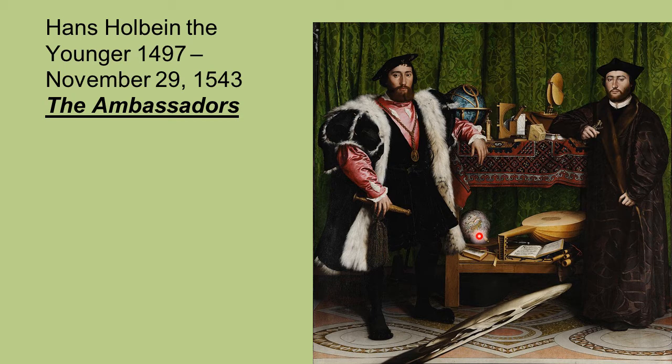Down here we have a globe that is showing the important countries that are relevant to France. This lute down here has one broken string, indicating that there are some problems with harmony between France and England, and the church and other Protestant religions.